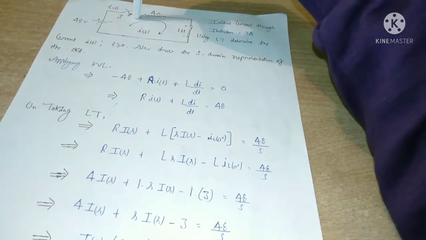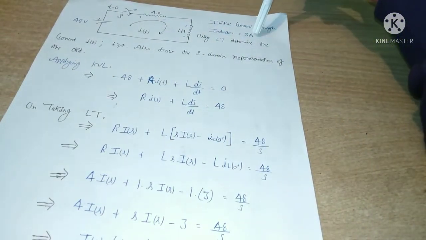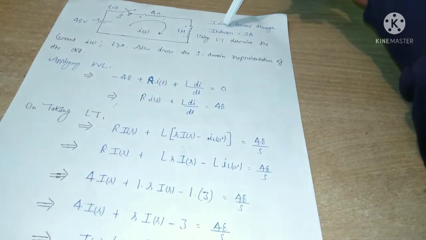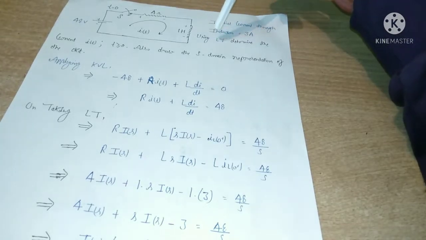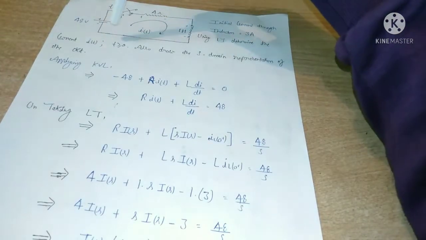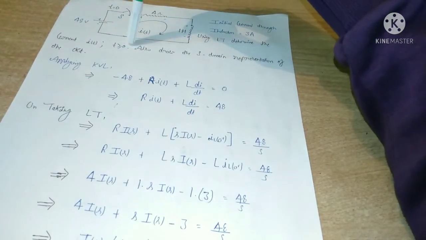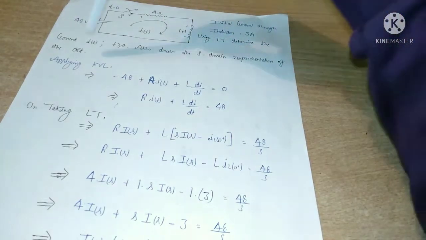Our problem is like this. The initial current through the inductor is 3 ampere. This is the most important point to be noted here: the initial current through the inductor is 3 ampere. So using Laplace transform, determine the current i(t) when t is greater than or equal to 0, and also draw the s-domain representation of the circuit.